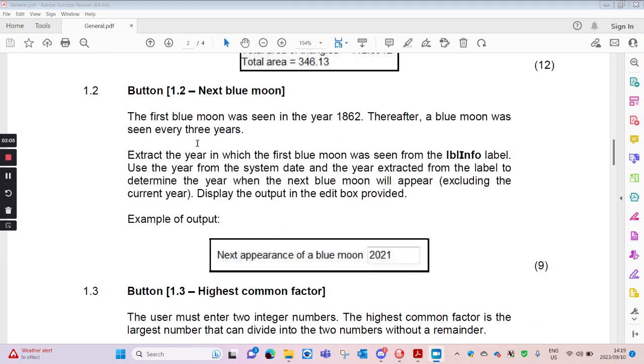With the second question, they wanted the next blue moon. Alright, let's go with this one. So the next blue moon. They told us the first blue moon was seen in this year. After that, a blue moon was seen every 3 years. The trick here, they tell us extract the year in which the blue moon was seen from the info label. Then use the year from the system date and extract from the label year. The next blue moon will appear, excluding the existing year. Display the output in the edit box provided.